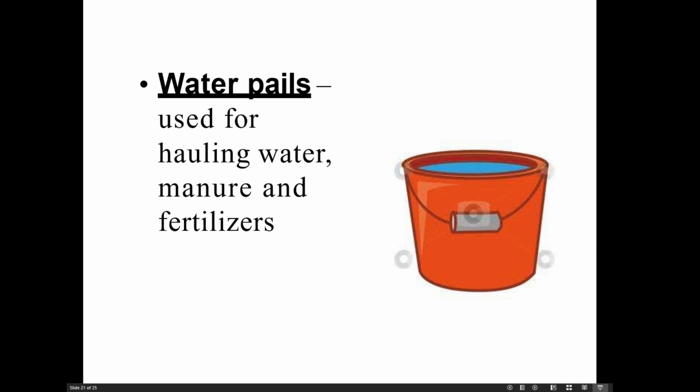So, kapag wala ka naman sprinklers at kapag marami-rami kang didiligan, shout out sa mga nagdidilig dyan gamit timba kasi walang sprinklers. Okay, so water pail, so used for hauling water, manure and fertilizers. So usually yung iba dito hinahalo yung mga manure and fertilizers. Or minsan, ginagamit ito pang dilig and tabu-tabu lang. Diba? So tabu-tabu lang yung ginagamit pag wala silang sprinklers.